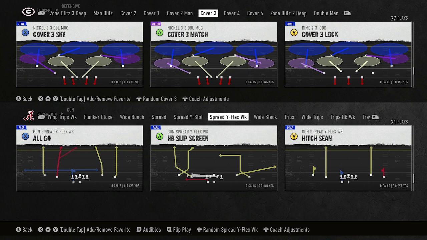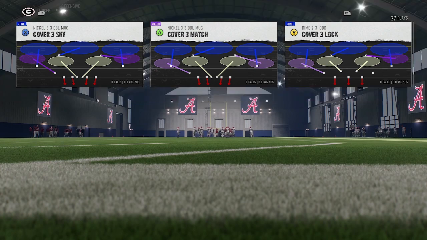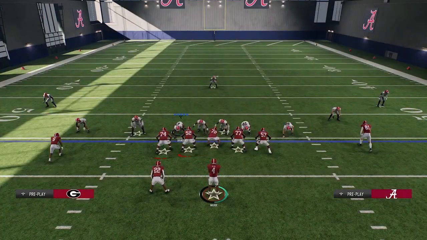So I want you to go to the third one. The third one's cover 3 lock. You're going to see that on the left side, it's got those seam flats that are matching. And then on the right side, you've got a curl flat that's not matching. So you've got one side of the field that's matching, the other side is not, okay? So let me show you what matching means. And so guys, if you're watching it and you don't understand that, we're going to start there.